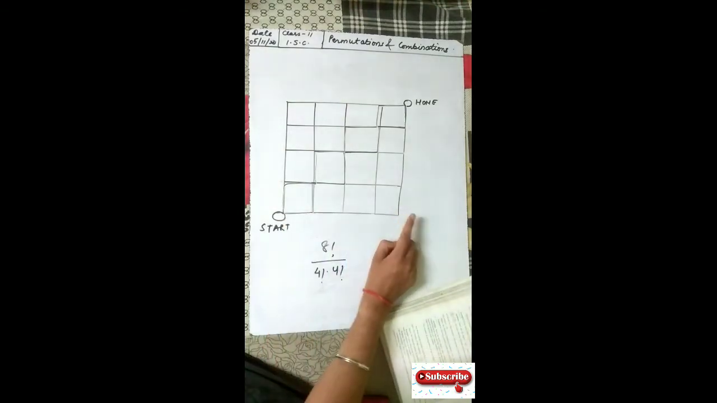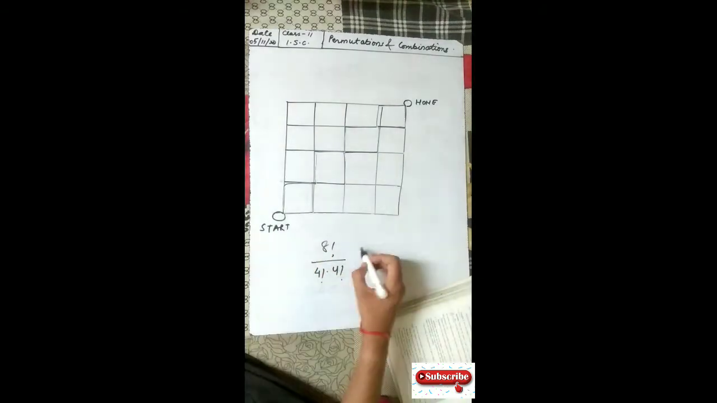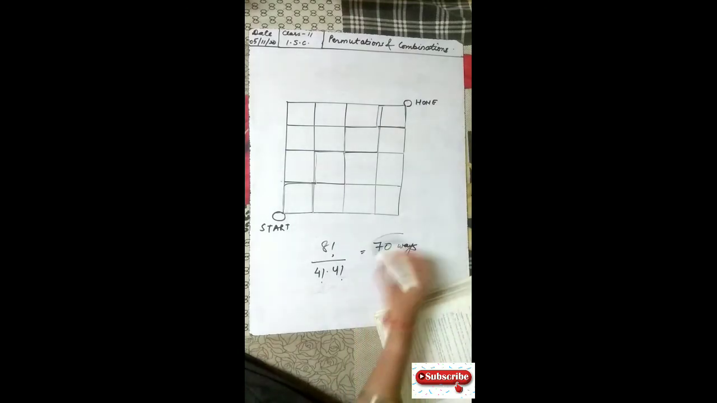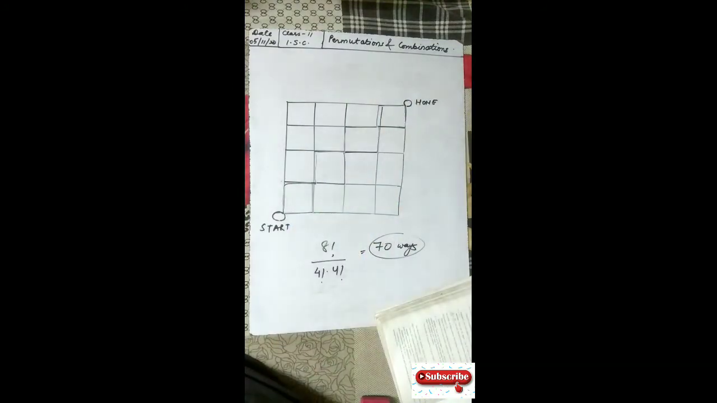Why? Because this is the condition of permutation when all the objects are not different. Why not different? Because 4 steps are to be taken as right steps and 4 steps as upward steps. So by doing 8 factorial upon 4 factorial into 4 factorial, we get the answer 70. And 70 is the number of ways in which you can start from here and end here. Are you understanding? Such applications we have to use in this.